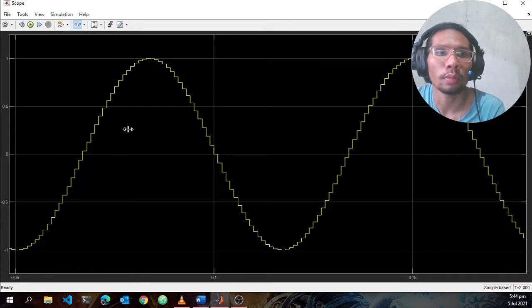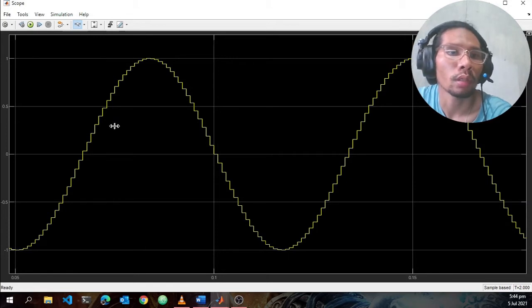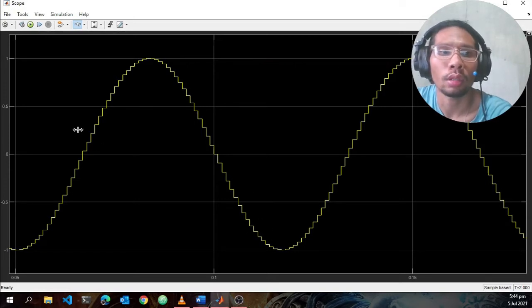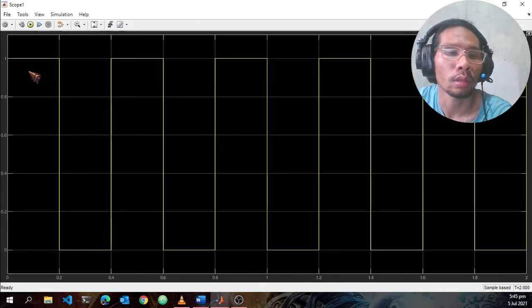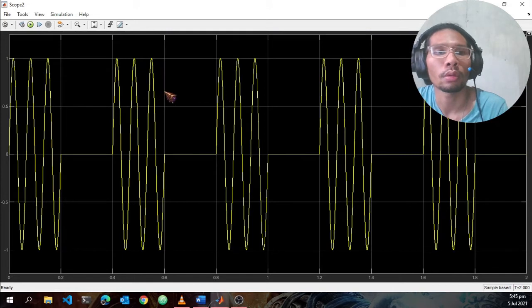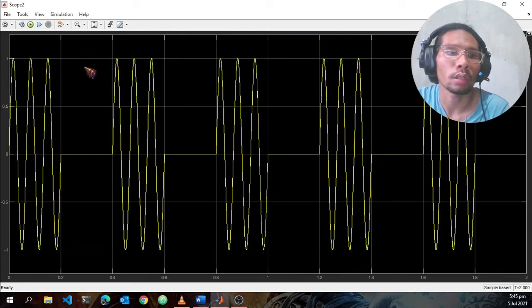So we can observe that the output for the scope of the sine wave 1 is a sinusoidal wave with an attenuation in its wave. And for scope 2 or scope 1, the output is a pulse wave, a square wave. Scope 2 is the ASK output, or the amplitude shift keying, where we can observe that this side is the sinusoidal wave, with a 0 amplitude in the middle of each two sides of the sinusoidal wave.